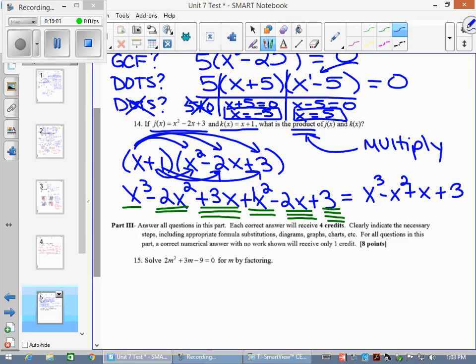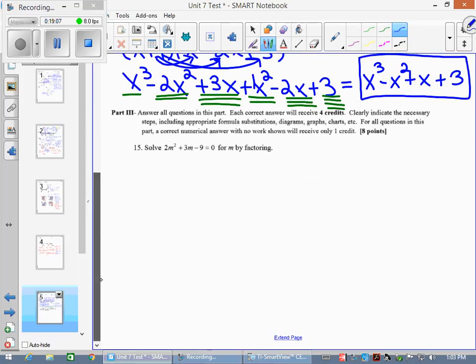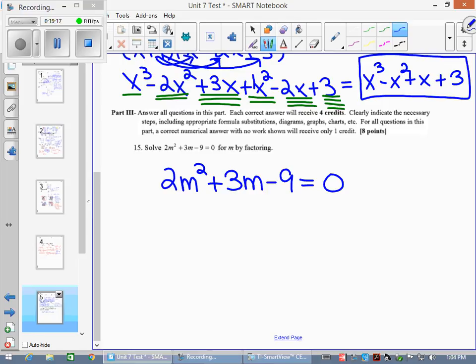Question 15 also is asking us to solve a quadratic. However, this factoring method is going to be a little bit more involved since I have a number in front of my leading term that is not equal to 1. Again, you still look for a GCF, but in this case, 2, 3, and negative 9 do not share anything in common other than 1. So I'm stuck with that 2 in front.